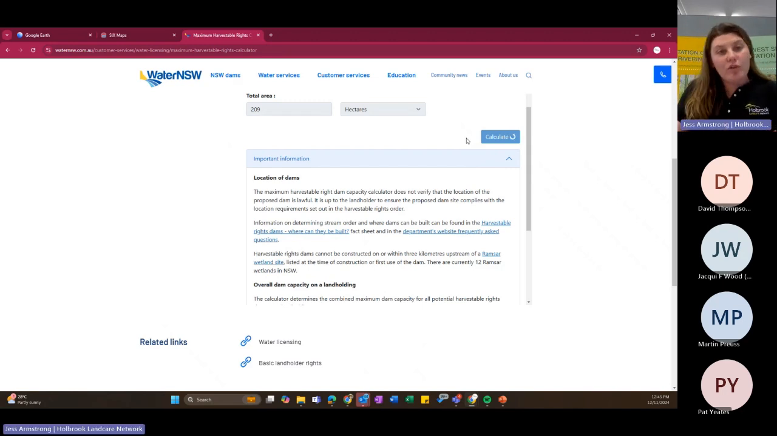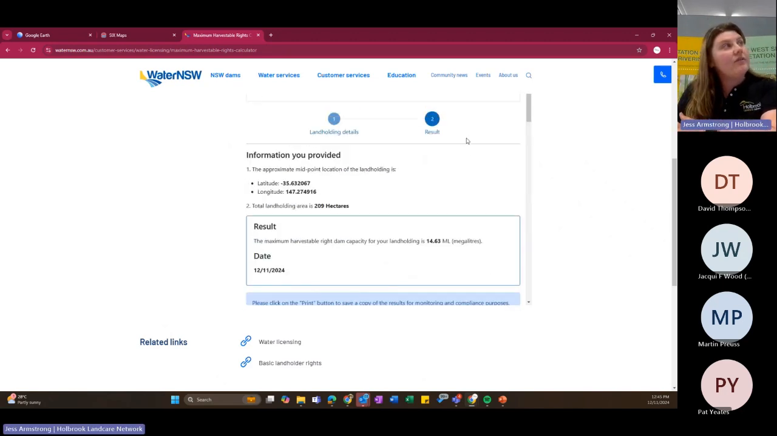So we know that Holbrook falls within that eastern part of the map, so we know that we're going to be able to harvest 10% of our annual rainfall. Let me just double check that. Yep, up to 10% of the average annual rainfall runoff, and we can use it for whatever we want in our dams. But the maximum capacity that we are allowed to retain on that land holding for 209 hectares is 14.63 megalitres of water.